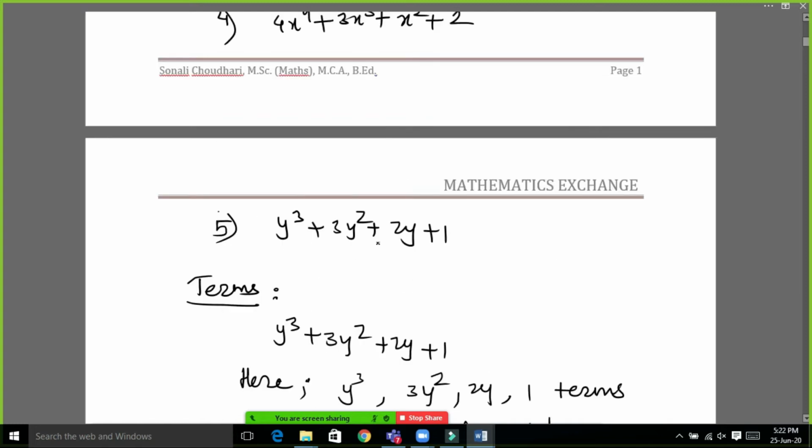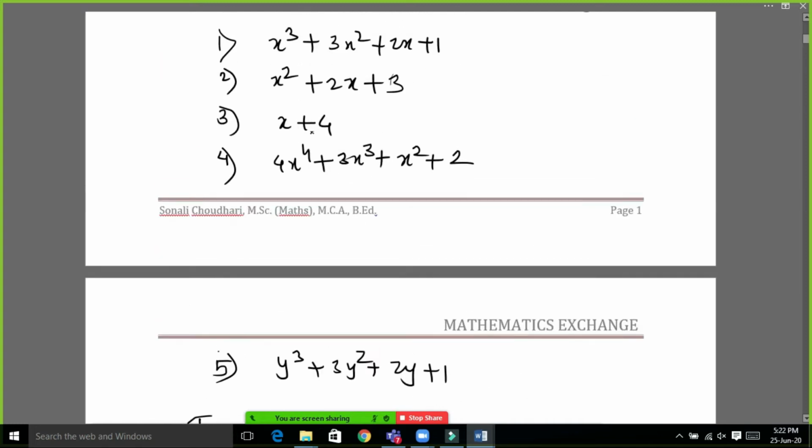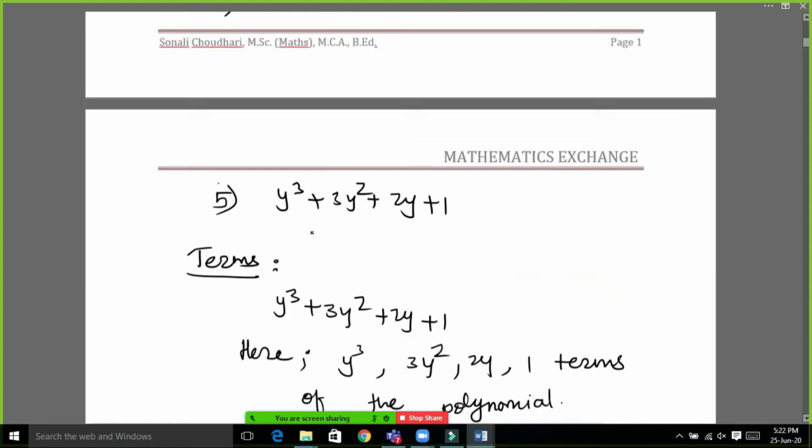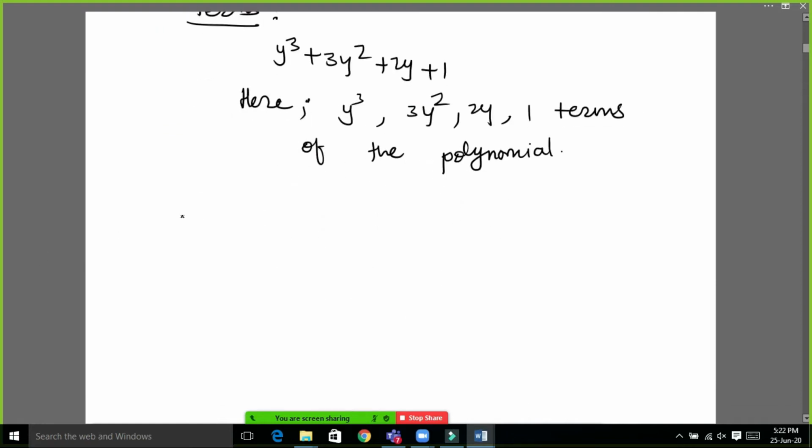Similarly, in the polynomial x plus 4, there are 2 terms. In the second example, x square, 2x and 3, there are 3 terms. So they are called the terms of the polynomial. We form the polynomial by addition and subtraction of these terms.